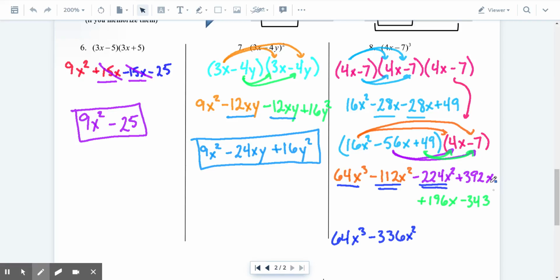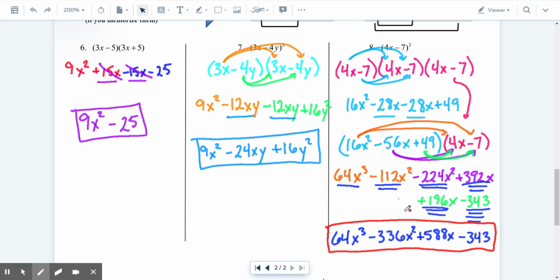We have a positive 392x and a positive 196x, which is positive 588x. And lastly, we see at the end, there's just this minus 343 and no terms to combine with it, so we'll keep that here. And that would be the end of that. We've simplified it. So yeah, it takes a little more work there, but if you're just very systematic about it, everything should go okay.